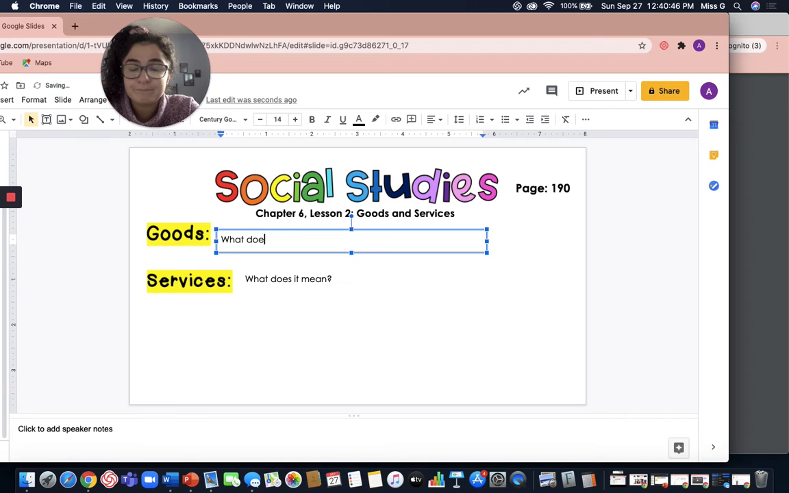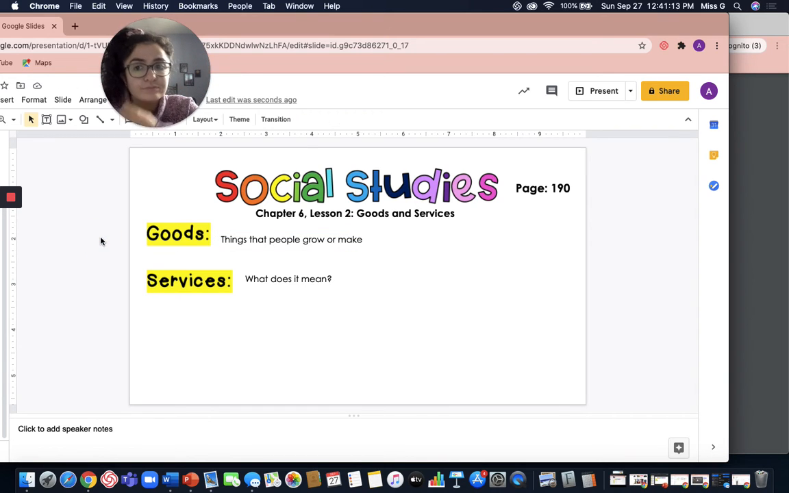What does it mean? Goods are things that people make or grow. So that's what I'm going to write. Things that people grow or make. Can you think of an example of a good? A good could be vegetables because people can grow vegetables. All right, let's move on to our next vocabulary word.